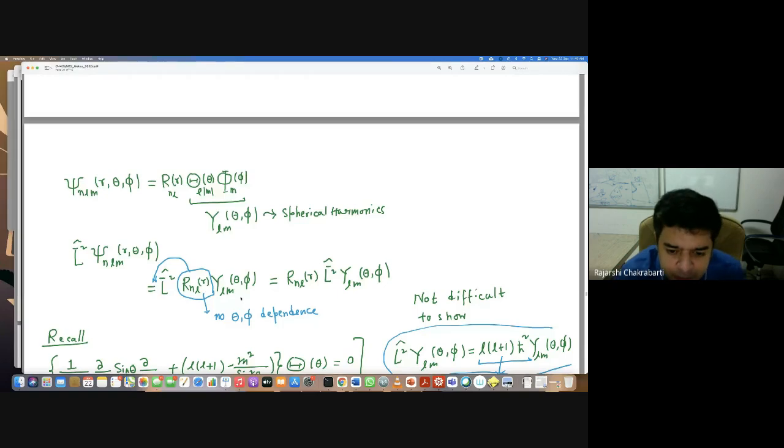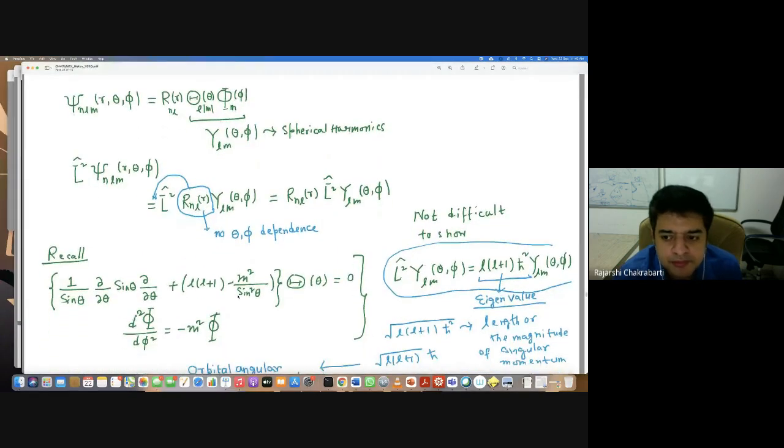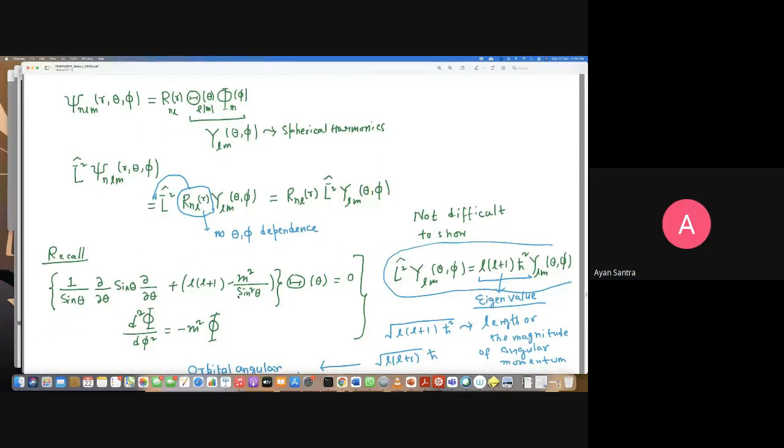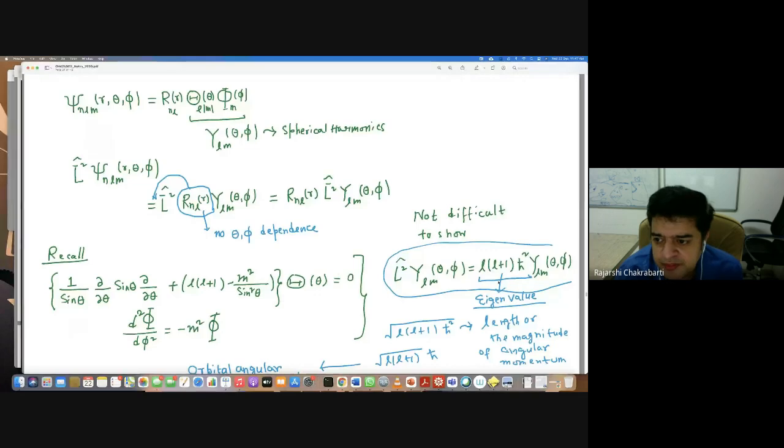Is this clear to all of you? Yes. Now you remember what happens when L square operates on Y, the spherical harmonic. It gives you L into L plus 1 times h cross squared times the spherical harmonic back. You know that?